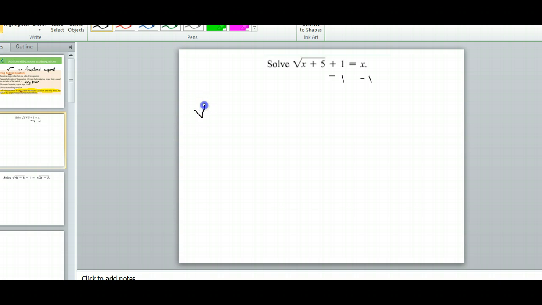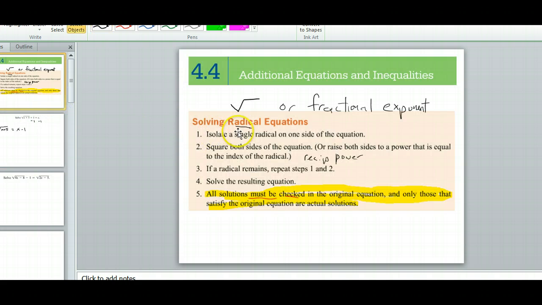Alright, so we're going to start off with the square root of x plus 5 equaling x minus 1 instead of what the original equation said. Okay, so that's what we mean by isolate the radical. Get the radical part to be the only thing on one side of the equation. Alright, so that's step 1 done.